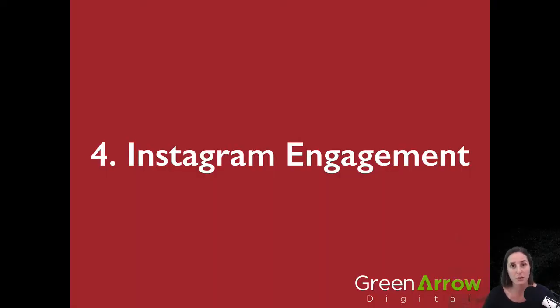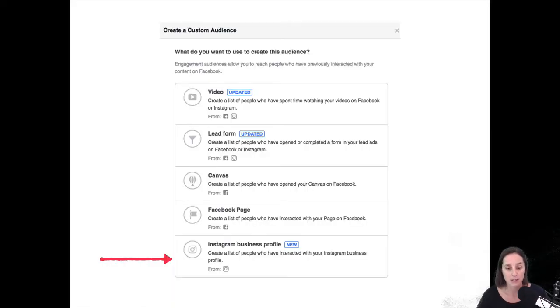The fourth kind of audience engagement you can create is what's called an Instagram engagement. So people who have interacted with your Instagram profile. So go to the custom audience section, go to the Instagram business profile section, and then, like your Facebook page engagement audience, it's pretty much very similar. You can create an audience of the people who have interacted with your Instagram account.